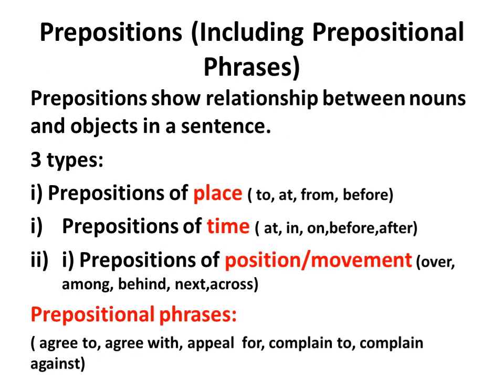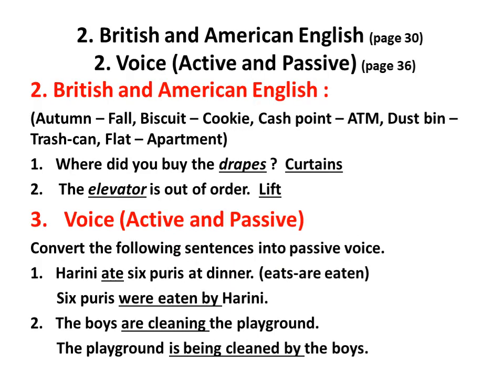And prepositions of position or movement: over, among, behind, next, across. Like the person is walking across the road. So these are the prepositions of movement or position. And the phrases: agree to, agree with, appeal for, complain to, and complain against. These are some of the prepositional phrases. And next, under vocabulary, unit 2, we have British and American English, which are given on page number 30, and active and passive voice, which are given on page number 36.